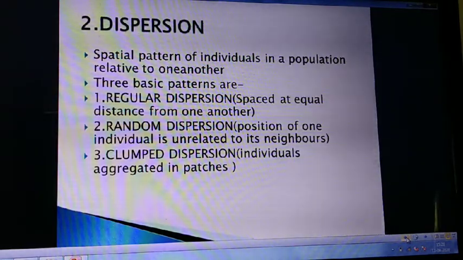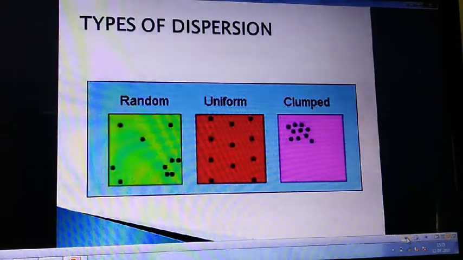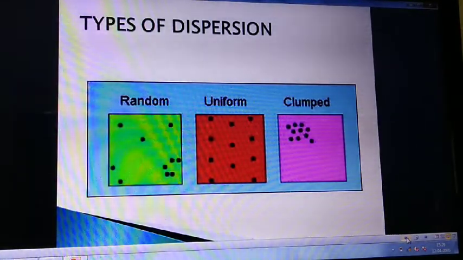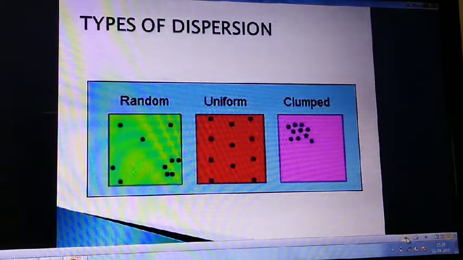After size and density, the second population characteristic is dispersion. It is the pattern of individuals in a population relative to one another. There are three conditions. One is regular, second is random, and third one is clumped. In regular, like in fields, when we grow certain plants, we sow them at a particular distance, that is in a uniform pattern. Then again comes the term random, when it is scattered.